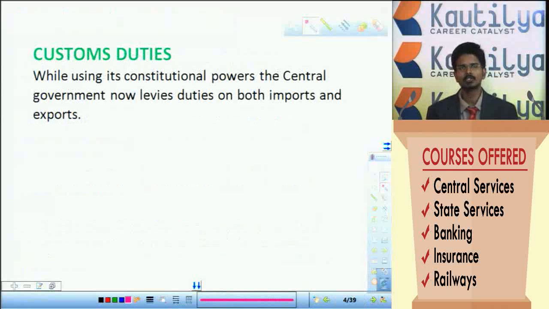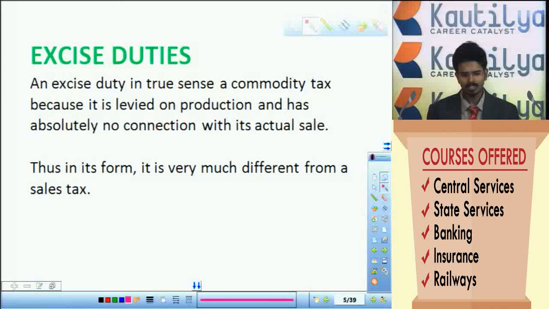While using its constitutional powers, the central government now levies customs duties on both imports and exports to India, which I have already told you. Let's have a look at excise duties. An excise duty in a true sense is a commodity tax because it is levied on production and has absolutely no connection with its actual sale.